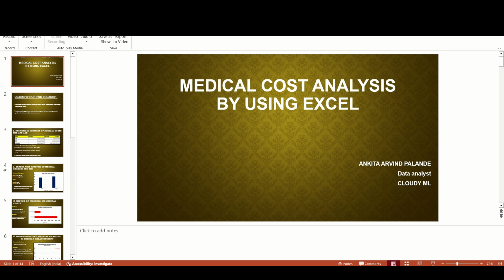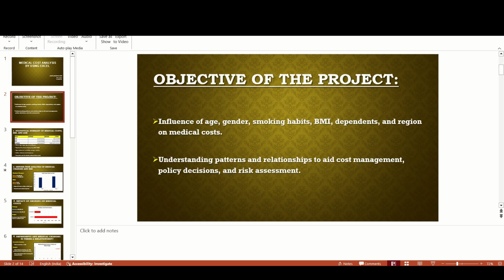Now let's begin with the objective of this project. The objective of this project is to examine how factors such as age, gender, BMI, number of dependents, smoking habits, and region can impact medical expenses. It also aims to identify patterns and relationships within the data that can support better cost management, guide policy making, and help assess health related risks more effectively.